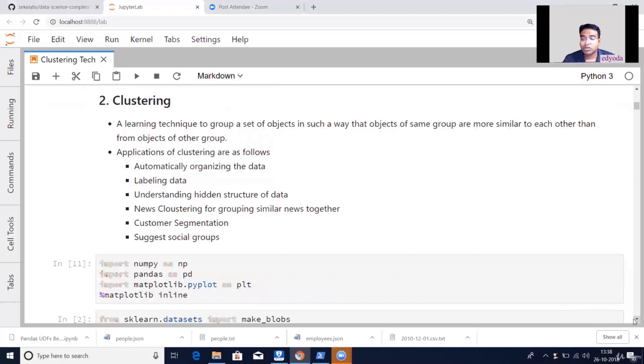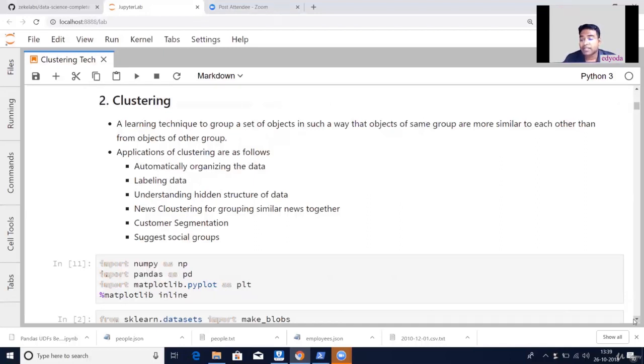Clustering is a learning technique which tries to group data in such a way that data belonging to the same group or cluster shows similar properties, and data belonging to different clusters will show somewhat different properties. So that's what clustering is. Using different methods, you will basically try to group data. Applications of clustering are huge. It is extensively used in data mining related activities.